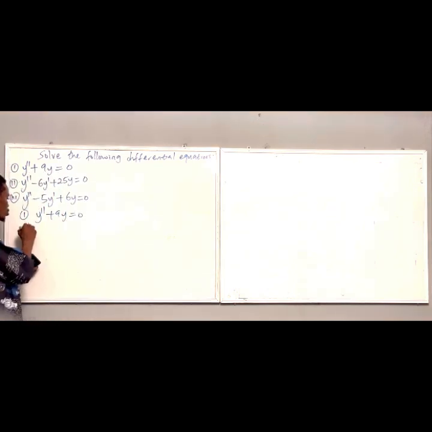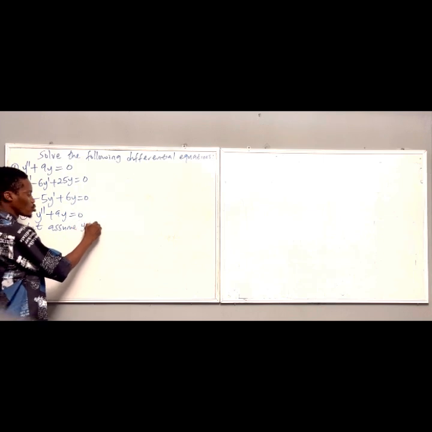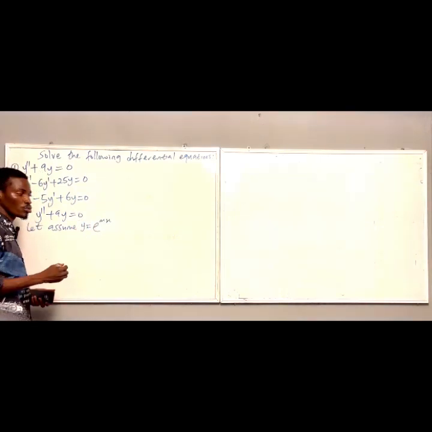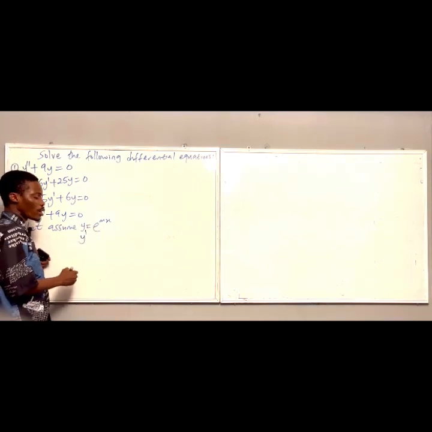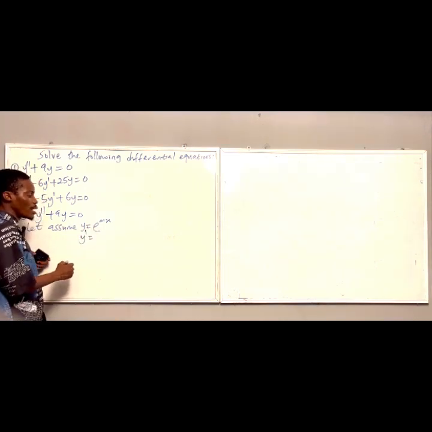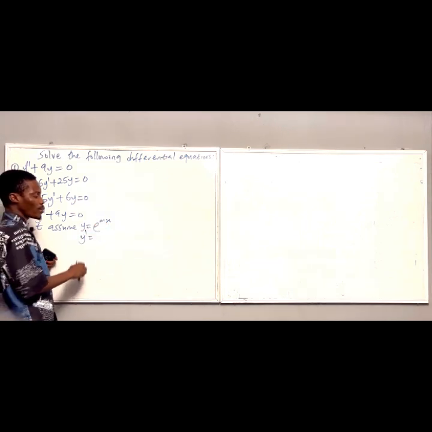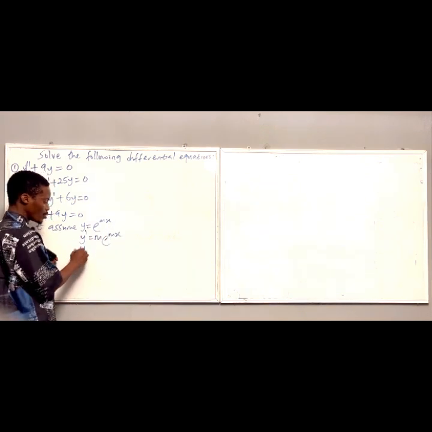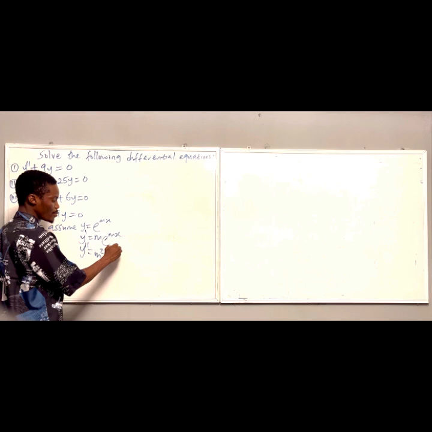So let's assume y is equal to e^(mx). We assume y as e^(mx). If I now differentiate, if I find y', I'm going to have m e^(mx). If I differentiate again, y'', I'm going to have m² e^(mx).